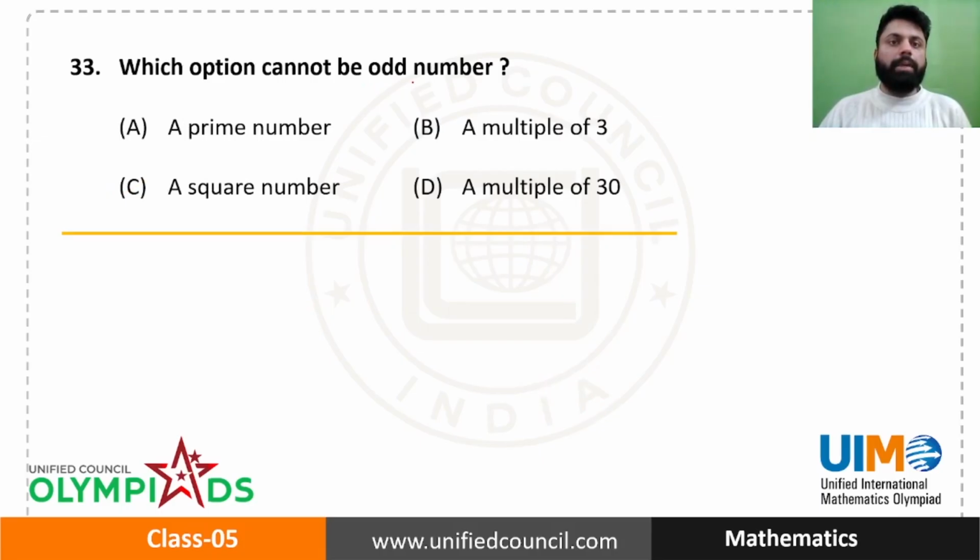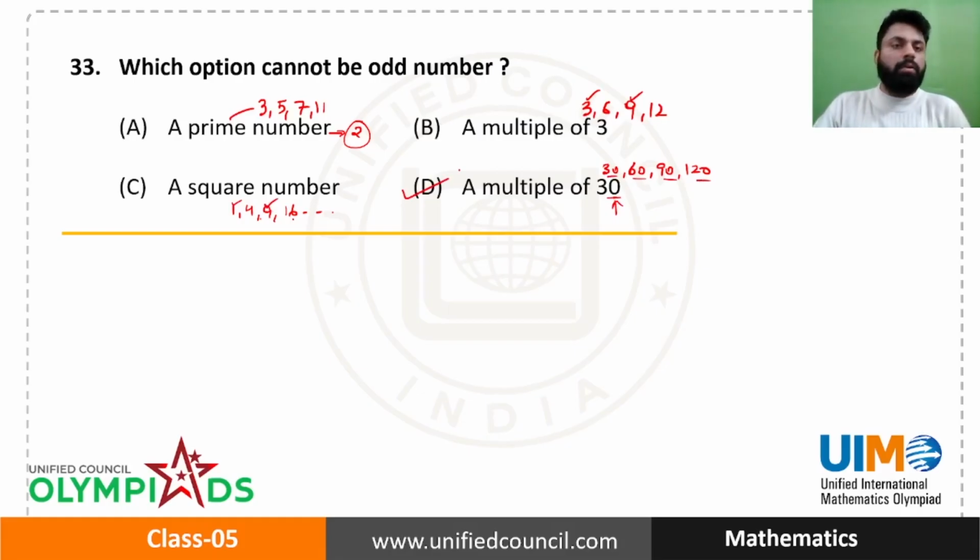Next one. Which option cannot be an odd number? A prime number. 2 is a prime number, so it cannot be an odd number, but every other prime number, 3, 5, 7, 11, all are odd. A multiple of 3: 3, 6, 9, 12. Here we are having odd numbers. Multiple of 30: 30, 60, 90, 120. A square number is like 1, then we have 4, then 9, then 16. So basically 1 into 1, 2 into 2, 3 into 3, 4 into 4. We are also having odd numbers. But in this case, every number is an even number, because at the end we are having 0.